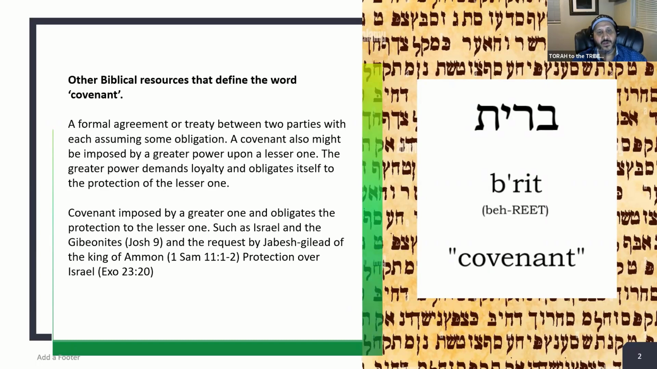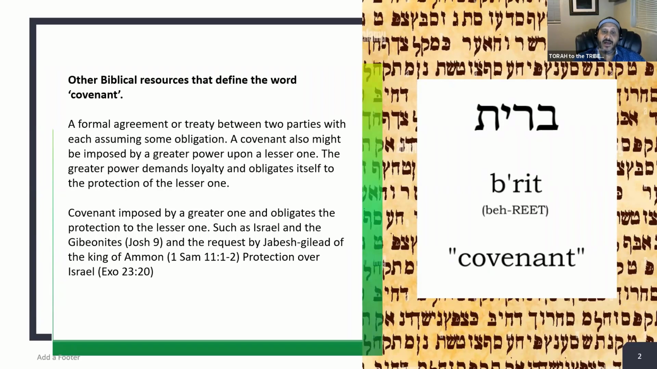Now, there are covenants imposed by a greater one that obligates the protection of the lesser one, such as Israel and the Gibeonites, according to Joshua 9. The request by Jabesh Gilead of the king of Ammon in 1 Samuel 11. And the book of the covenant, even though it was imposed, we find in Exodus 23:20 a description of protection that Israel was to receive, being the lesser, by Yahuwah, the greater, through his angel, and the protection therefrom.